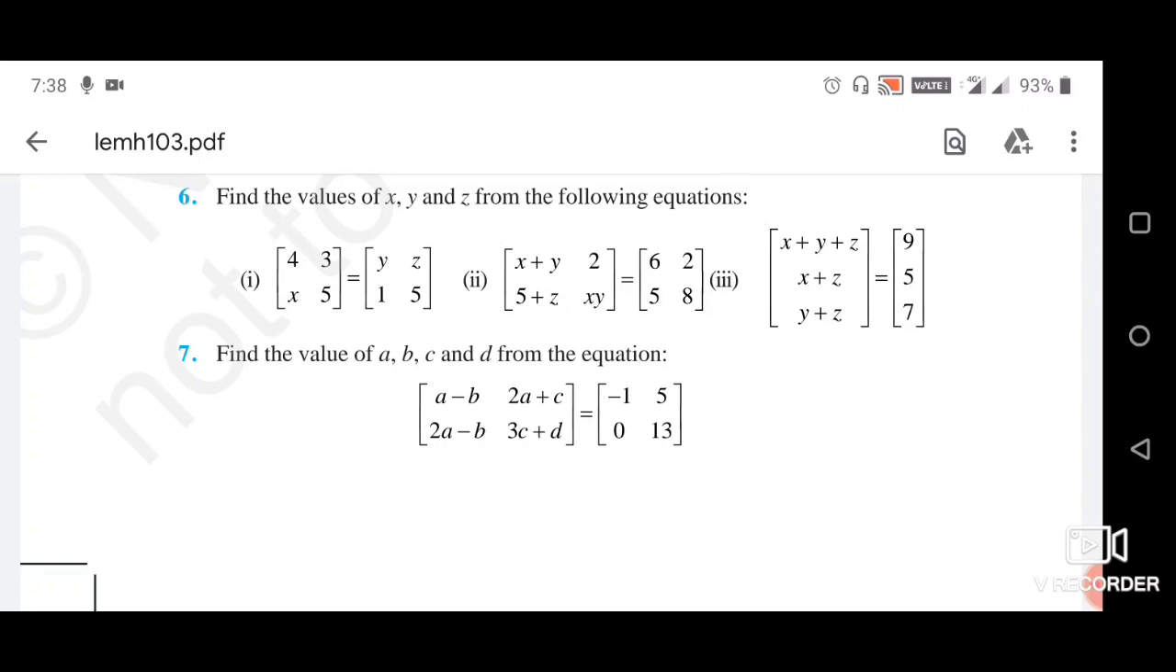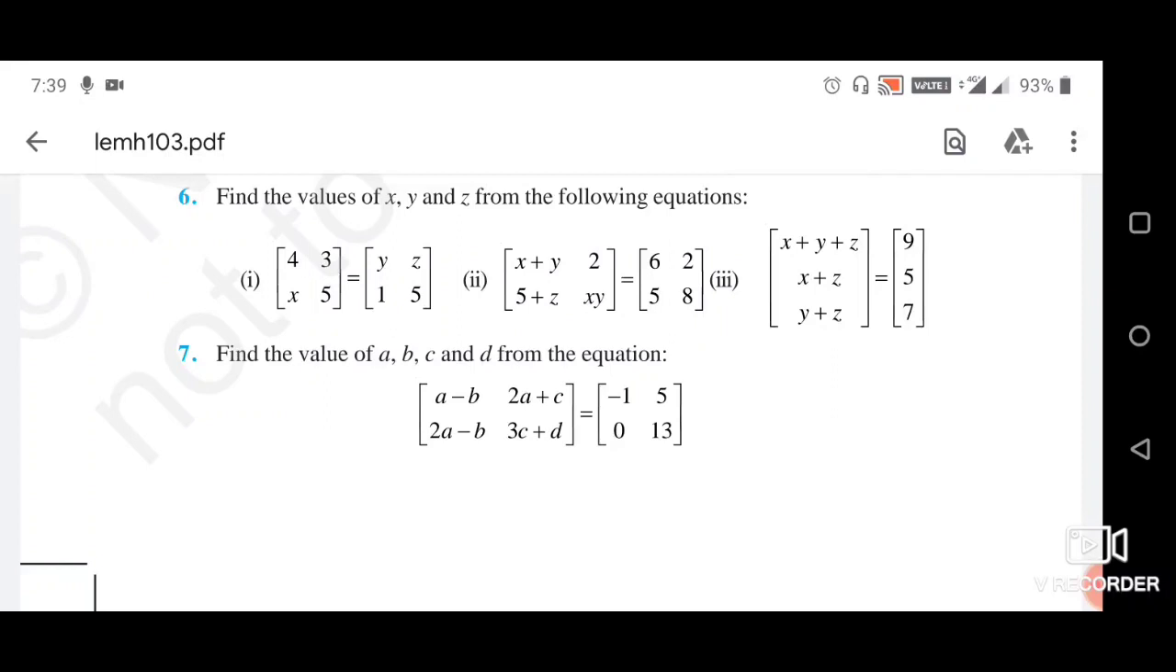In question number 7, find the value of a, b, c and d from the equation. Here also the same type of question. Here also the order is 2 by 2 for each matrices. Here we have to compare the corresponding elements.